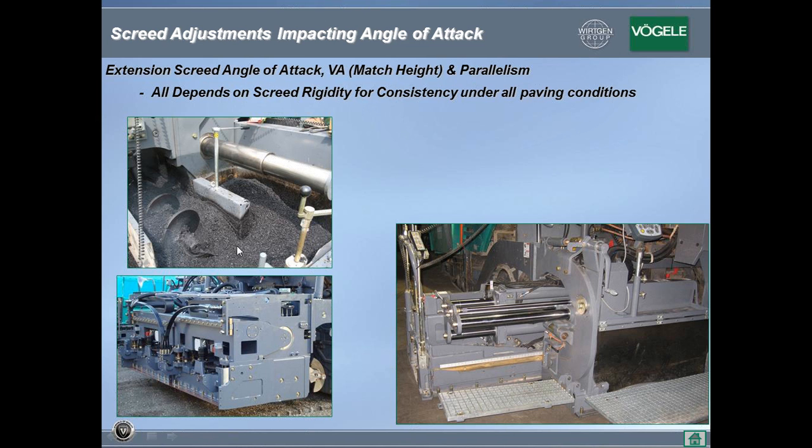Now these are a couple of different forms of screeds here. This is a rear mount screed. The extension, as you can see, is at the back. There's your main screed. There's your augers. There is the extension at the back. That's referred to as a main rear mount screed.